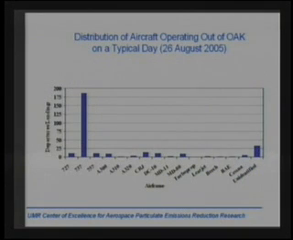This was actually the activity on that day in August 2005 when we made the advective plume measurements, and it's typical of any day at Oakland. You can see that the predominant aircraft operating from that airport are the 737s, and those are largely from Southwest Airlines. There are a number of other aircraft operating there, but the 737 fleets that fly in and out of there dominate what's happening.